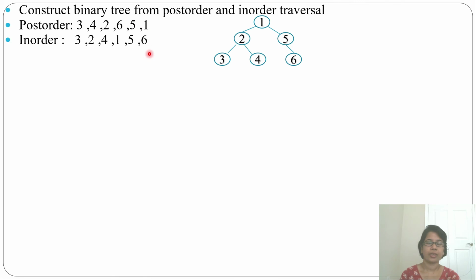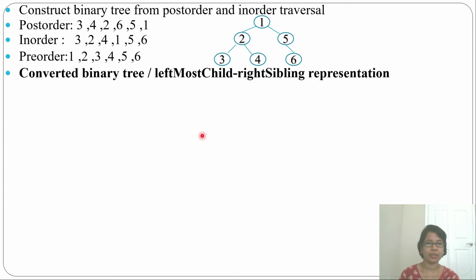Here postorder and inorder are given, and we'll find the preorder. Preorder is root, left, right. So root will be 1, then left, here is the root 2, then traverse the left subtree, root left right, so 2, 3, 4. Then here it will be 5, and there is no left side, so we'll do 6. So it will be 1, 2, 3, 4, 5, 6. So postorder and inorder are given, and you find the preorder. This is all about the traversal.